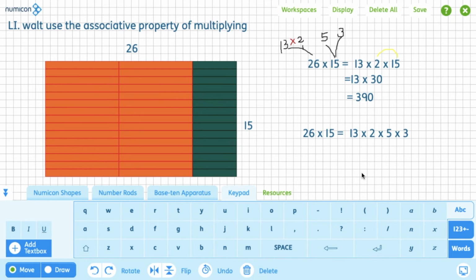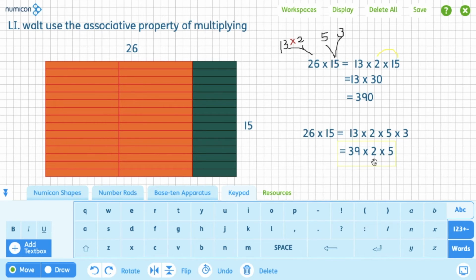So maybe you're looking at that going, why don't we do 13 times 3 first? And so 13 times 3 is equal to 39. So it'd be 39 times 2 times 5, because I haven't used 2 or 5 yet.